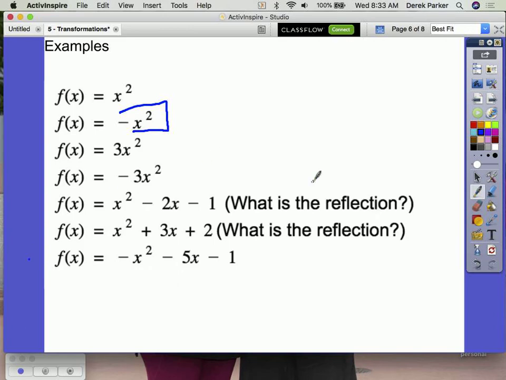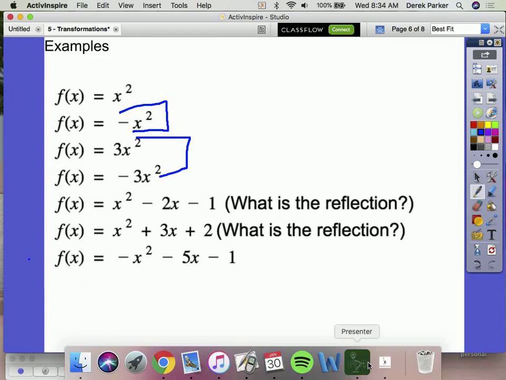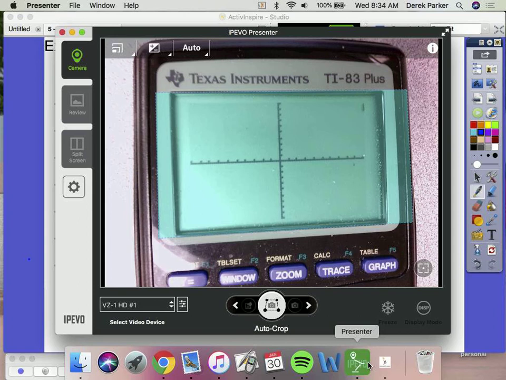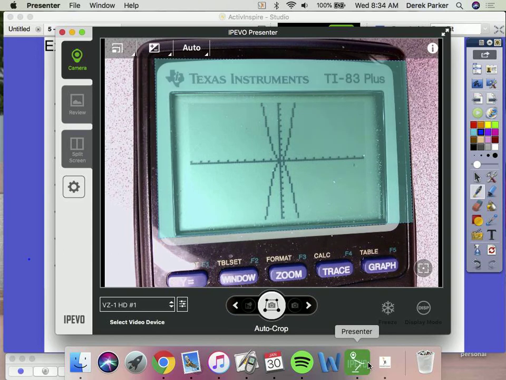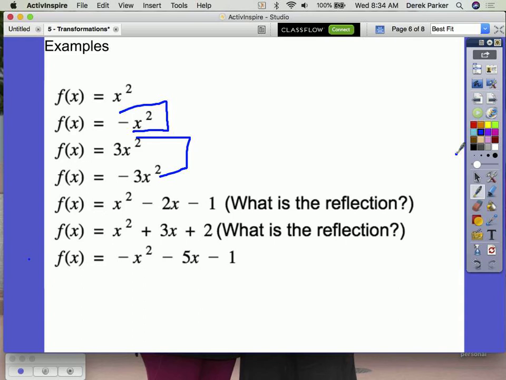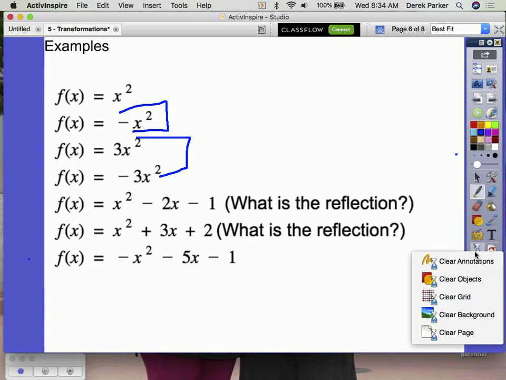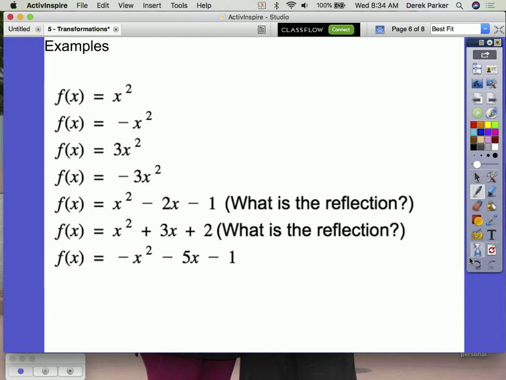Okay, now go back to the graphing calculator and I want you to put in 3x squared in y1 and then negative 3x squared in y2. Click graph. There's 3x squared and then there's negative 3x squared. As you can tell, they are reflections of one another. Now, I'm going to look at this one, and that's going to be the only example I'm going to do.